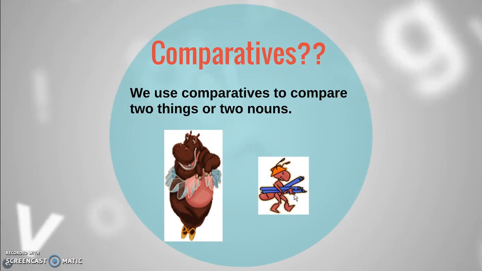So, what exactly is the comparison? We use comparatives to compare two things or two nouns. Here we have a hippo and an ant. If we try to compare these two animals, we can say that, for example, the ant is smaller than the hippo.